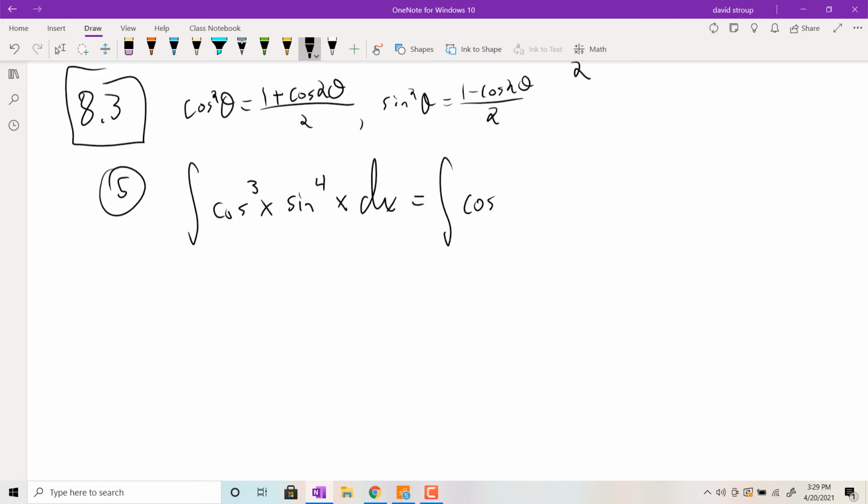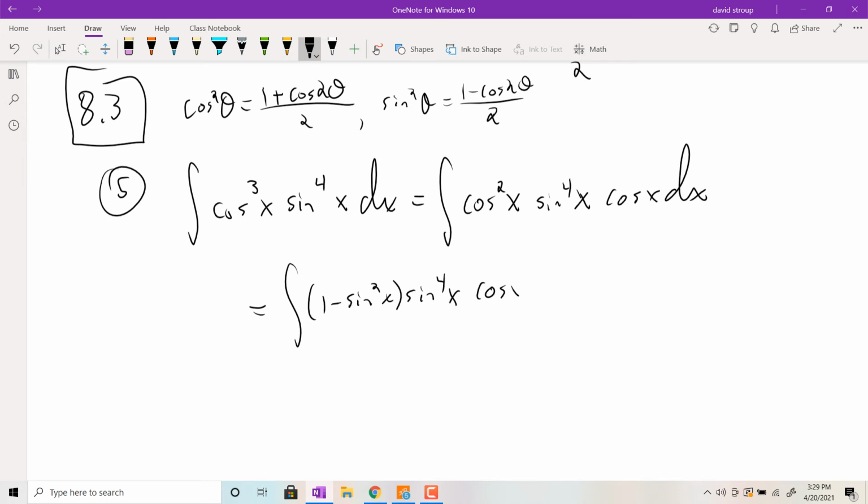So I'll push back a factor of cosine, leaving me with cosine squared of x, and then sine to the 4th x, and then you have 1 factor of cosine x dx. Then you can convert the cosine squared using Pythagorean identities: sine squared x times sine to the fourth x cosine x dx.